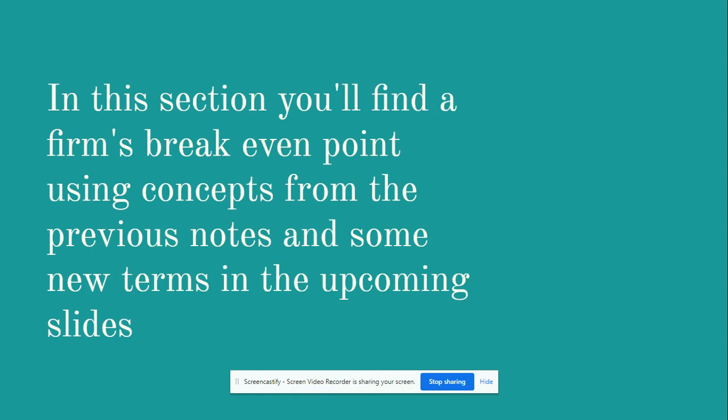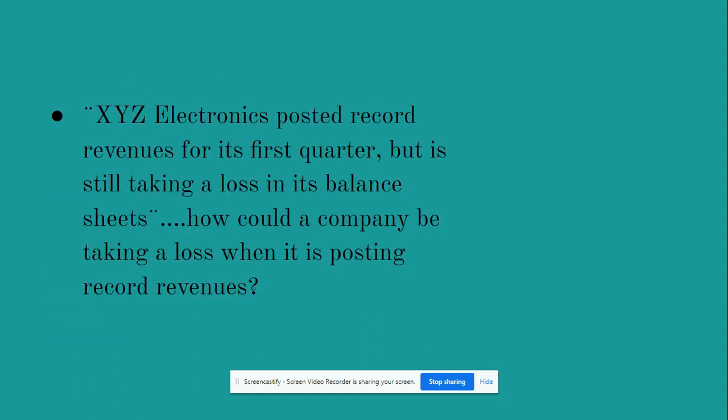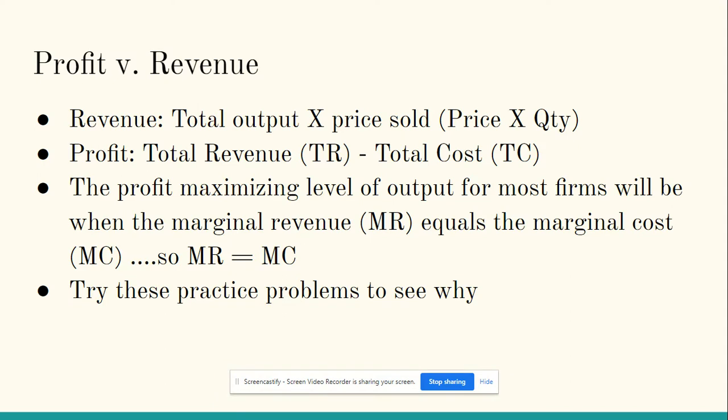And this section deals with what's known as a break-even point. I'm just going to go through this quick. I'll let you guys write this down on your own. To find revenue, which I mentioned briefly before, it's total output times the price sold. So let's say McDonald's sold 10,000 hamburgers at $3 a burger. You would take 10,000 times 3, and that would be their total revenue.